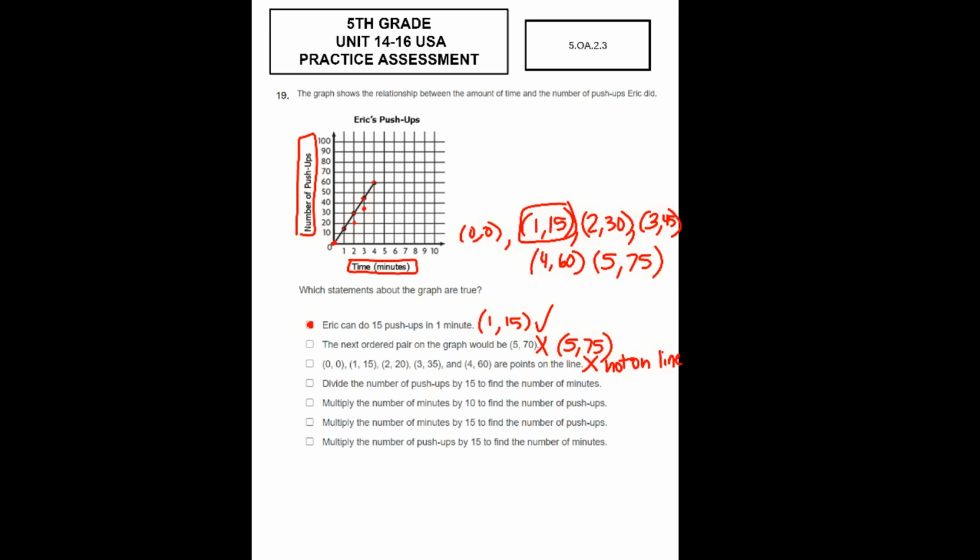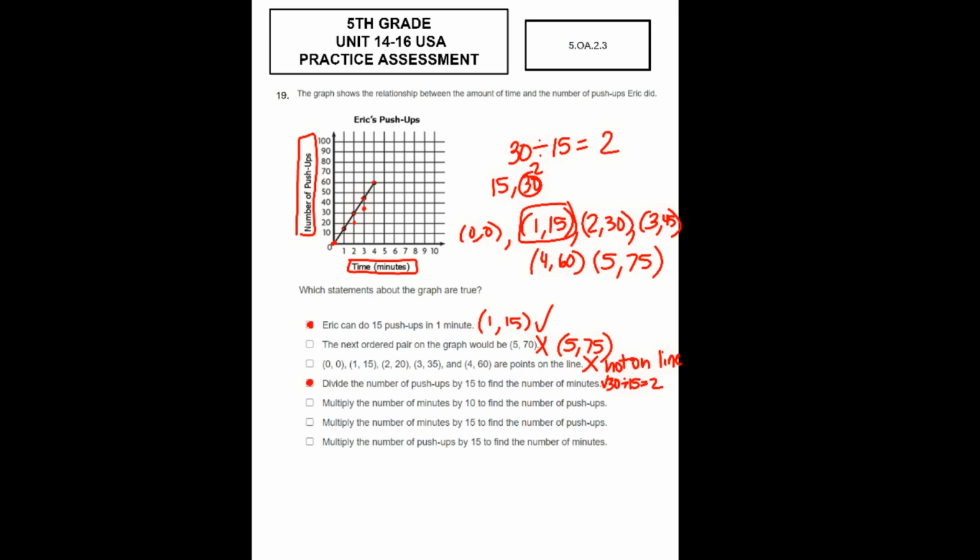Okay. Now it says divide the number of push-ups by 15 to find the number of minutes. So if we did that, let's try the 30. So 30 divided by 15, will it equal 2? Let's see. How many 15s does it take me before I get to 30? Let's do my 15s facts. Oh, it would take me 2, which equals 2. So yes, that's true. Because 30 divided by 15 equals 2. That is true.